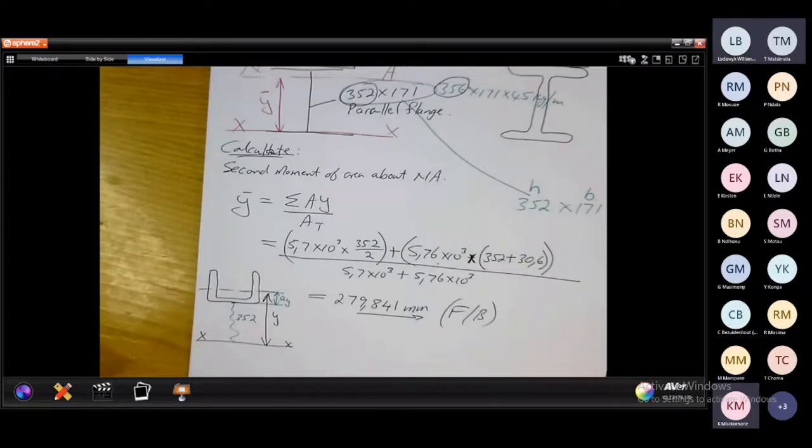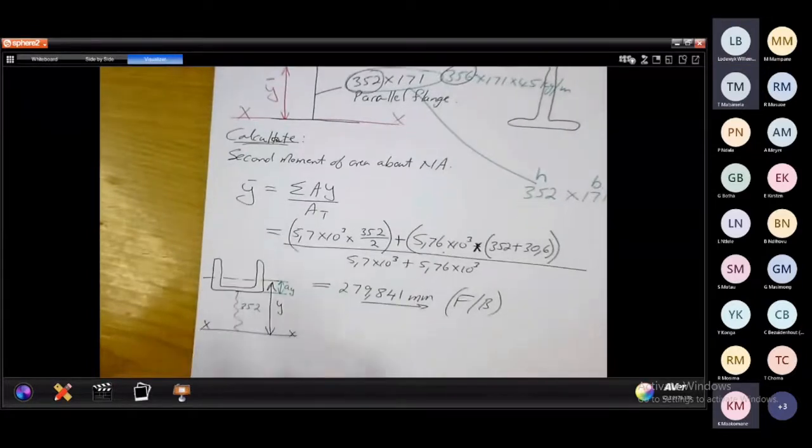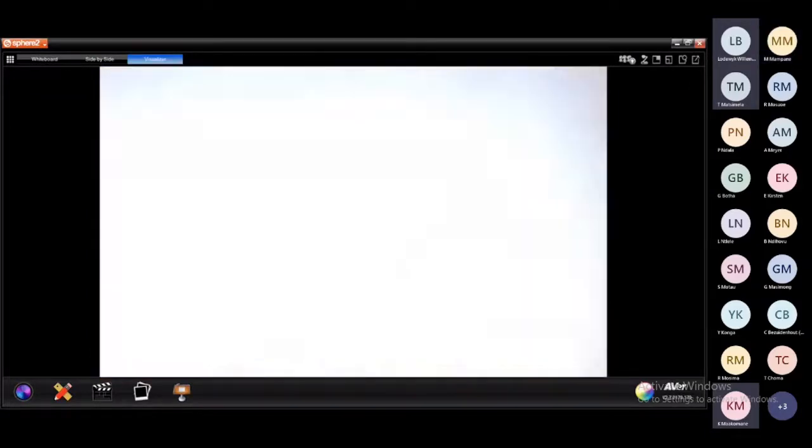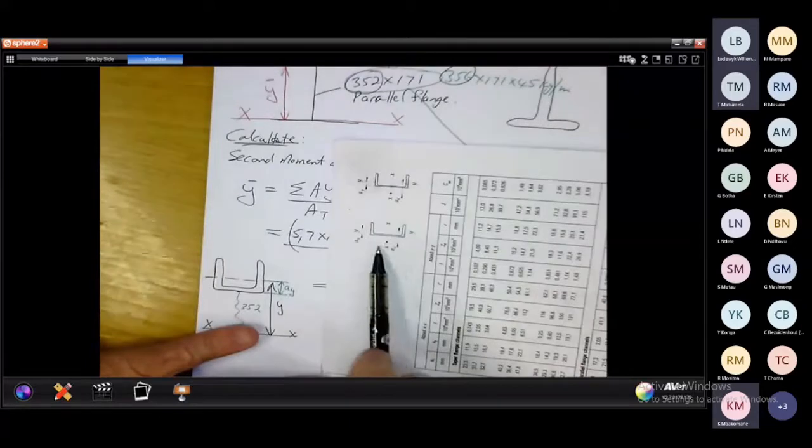Why did you say it's 30.6? Because I read it from a book. Can you see this drawing here? In your book, you have this drawing. You agree?